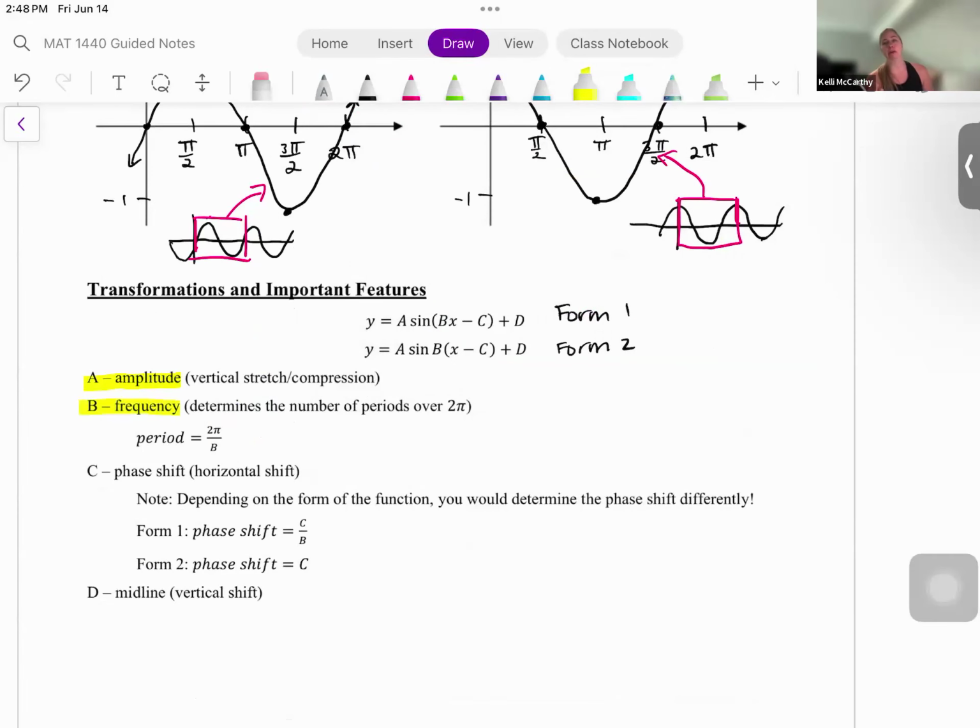B we call our frequency. It really determines how many periods of our function we're going to have over 2 pi. And the reason it's over 2 pi is because that's the period of our parent function for sine and cosine. So to determine the period for the given function, you're going to take the period of our parent function, 2 pi, and divide it by that value of b. Now, it doesn't really matter whether b is on the inside or the outside of the parentheses to calculate that period.